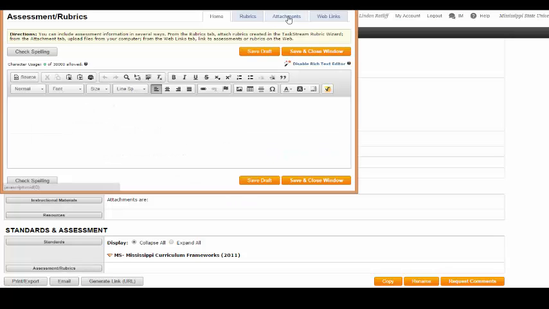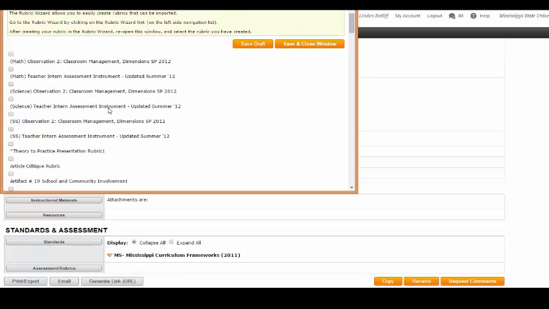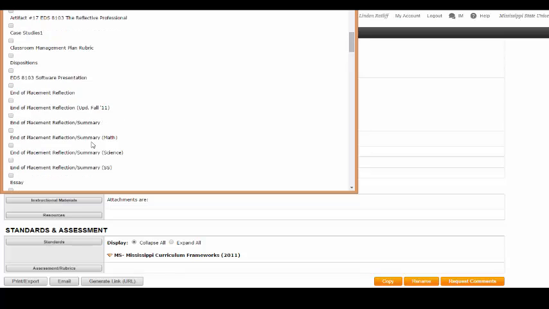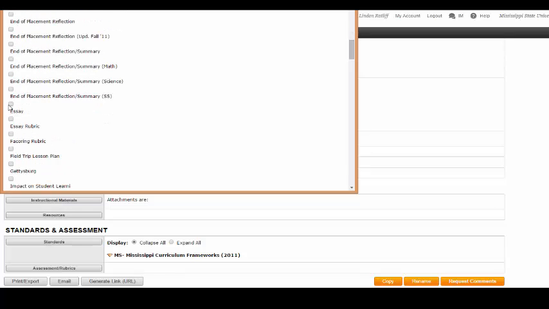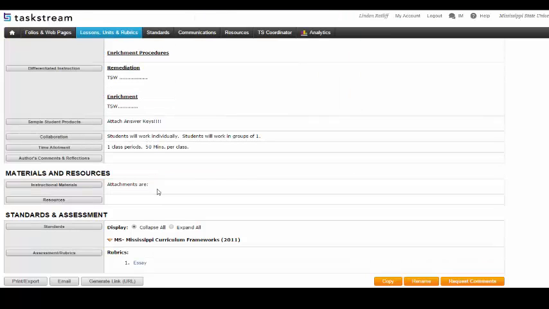Also remember that your rubrics can be pulled from, and look at this, rubrics right here. You can pull your rubrics from TaskStream. Any TaskStream rubric you've created will also be here as well. So I just deleted that one, so I can just put this right here, SA. I don't know what this is, but I say save and close. And you'll notice, look, that rubric's already attached.